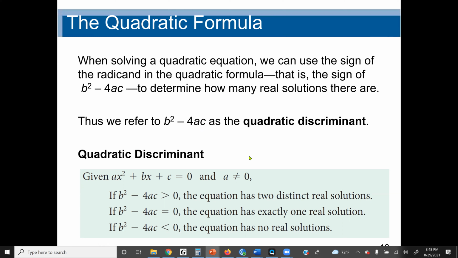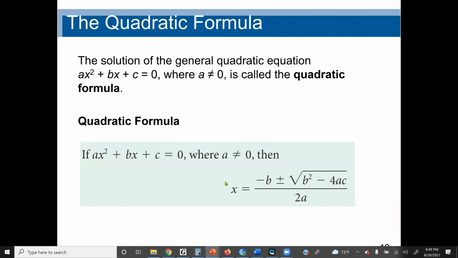So for example, if the b squared minus 4ac is greater than 0, then the equation will have two distinct real solutions, which means we get two values for x. Now, if it's equal to 0, then we get only one solution. We get only one value for x. And if it's less than 0, there's no solution. Why? Because again, here we are dealing with real numbers, not complex numbers. So any square root of a negative value, there's no solution.